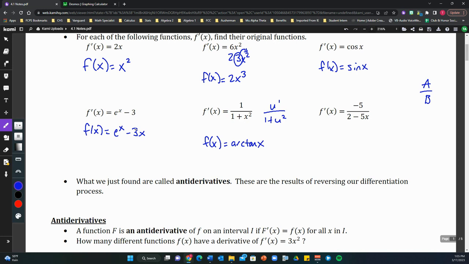There's not really a reversal for the quotient rule or even the product rule because there's so many moving parts that can be distributed and combined with like terms. It would be impossible for us to sort all that out for right now.